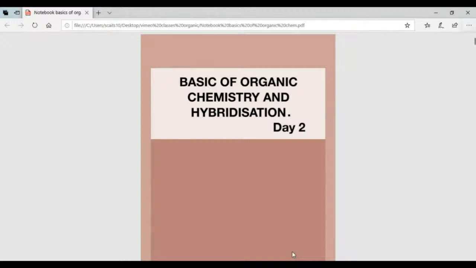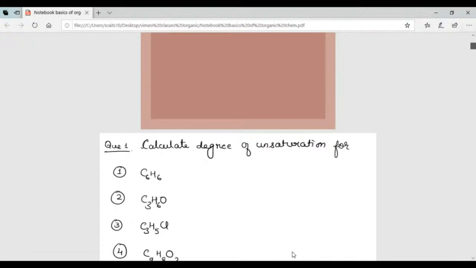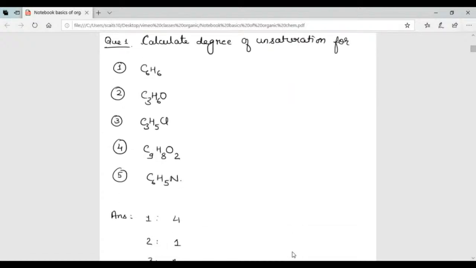So, I gave you yesterday some questions related to degree of unsaturation. Calculate the degree of unsaturation for the following molecules. In yesterday's class, I gave you from this list the second, third, fourth, and fifth. Okay, I added one more here.